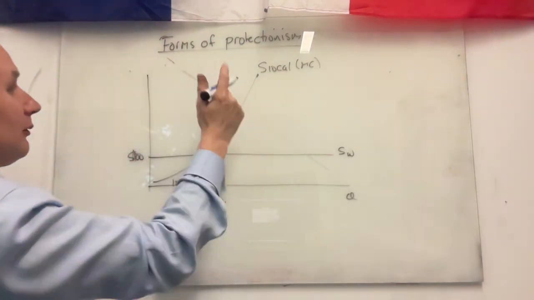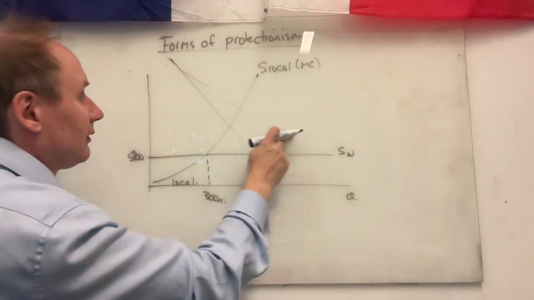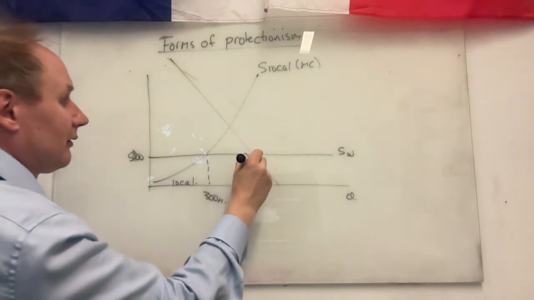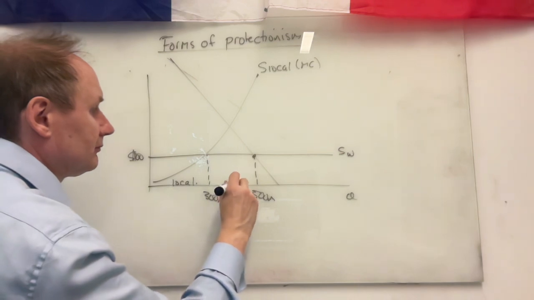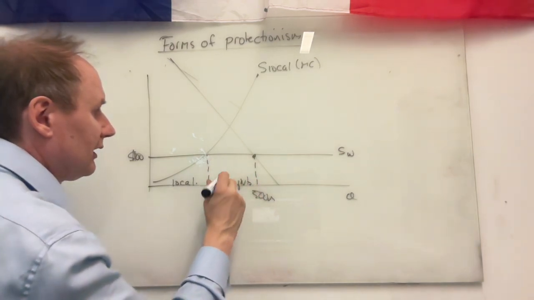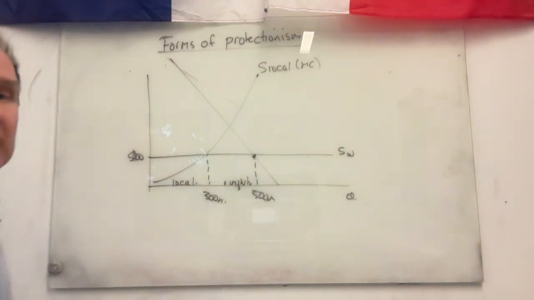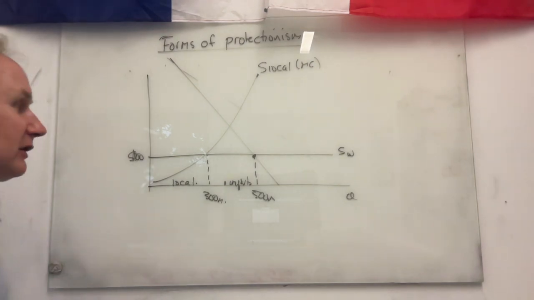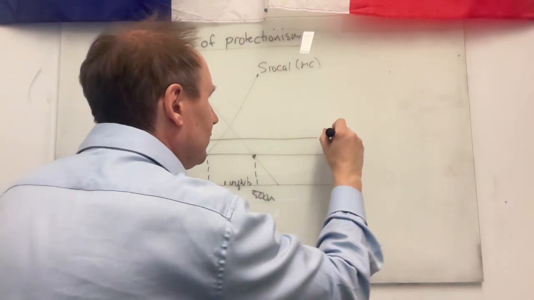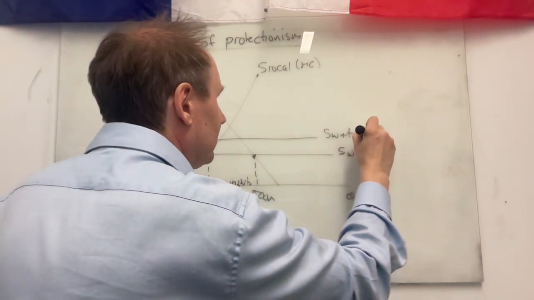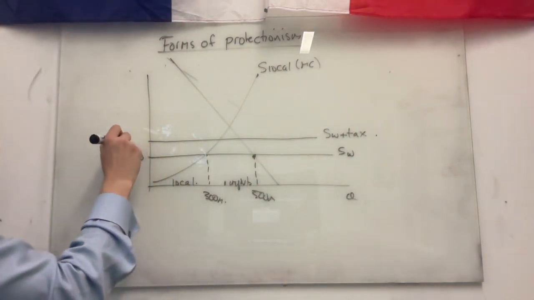And then we said that local demand was that, and imports were going to be this 200 million units there. So what's the effect of imposing a tax? We said that what that does is it drives the world price up to $150.